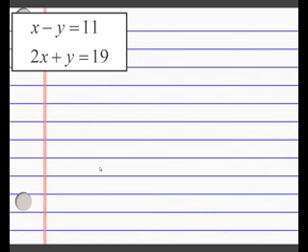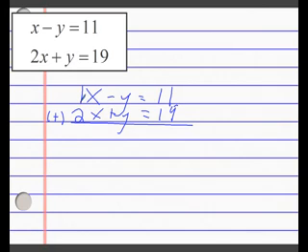So this next system, I have x minus y equals 11, and 2x plus y equals 19. So I can see that there's a negative y and a positive y. So if I add down, I get 1x plus 2x is 3x. The negative y and positive y cancel out, and 11 plus 19 is 30. So by simply dividing by 3 on both sides, I'll get x equals 10.